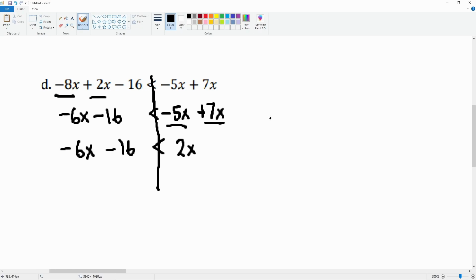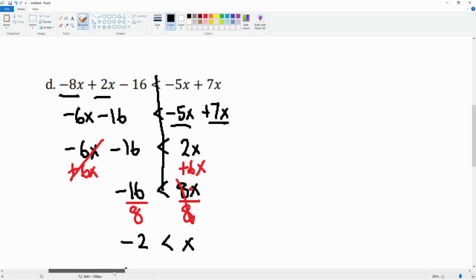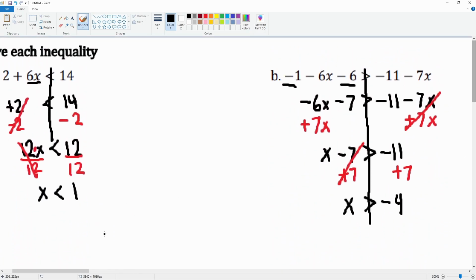So we just combined some like terms. There is a negative 6x on the left-hand side and there's a 2x on the right-hand side. It is better to get rid of the smaller one. The smaller one here is the negative 6x. So we're going to add 6x. Negative 6x plus 6x cancel, leaving me with a negative 16 less than 8x. Now we're going to divide by 8 on both sides, because again, do you see how it's attached via multiplication? 8 over 8 will cancel, leaving me with x is greater than negative 2. So there you go. That is how you do D. There wasn't any flipping of the inequality symbol here because we didn't multiply or divide by any negative values.